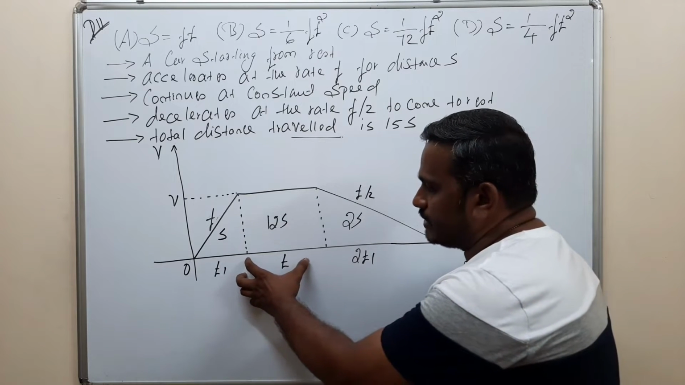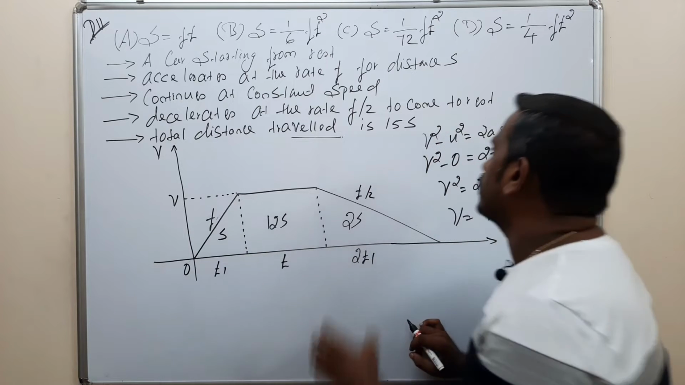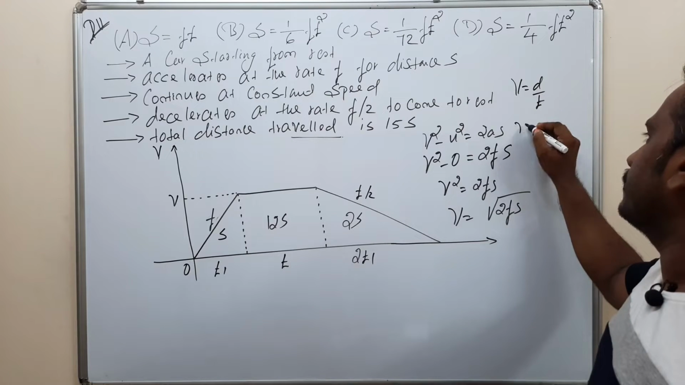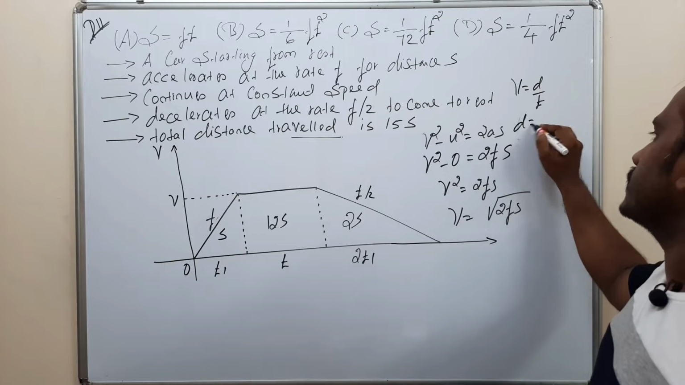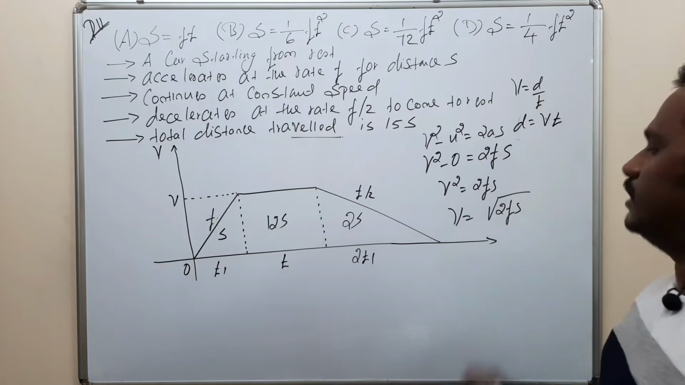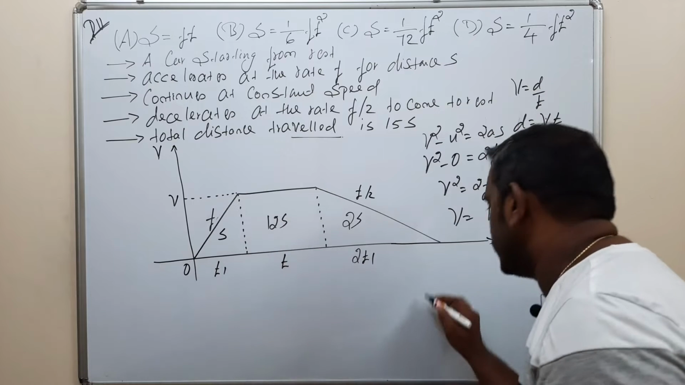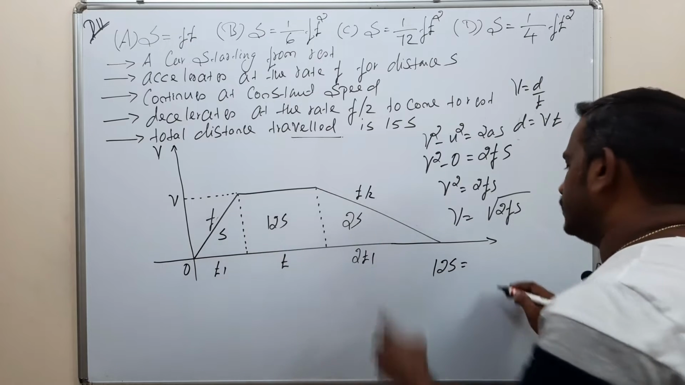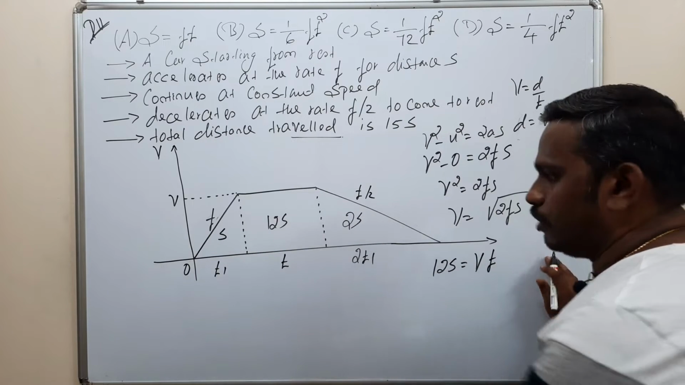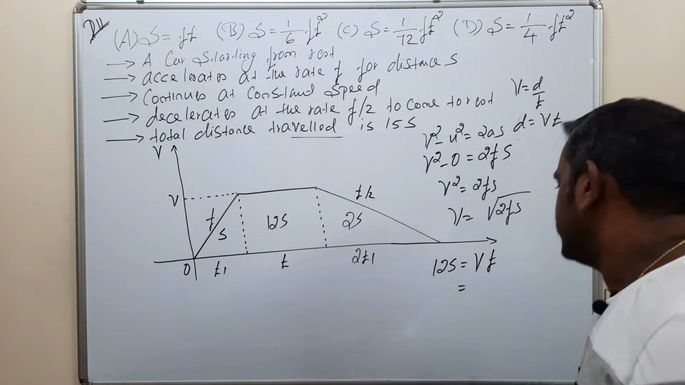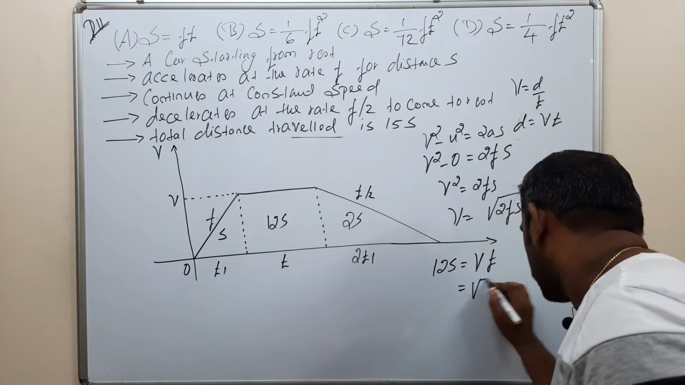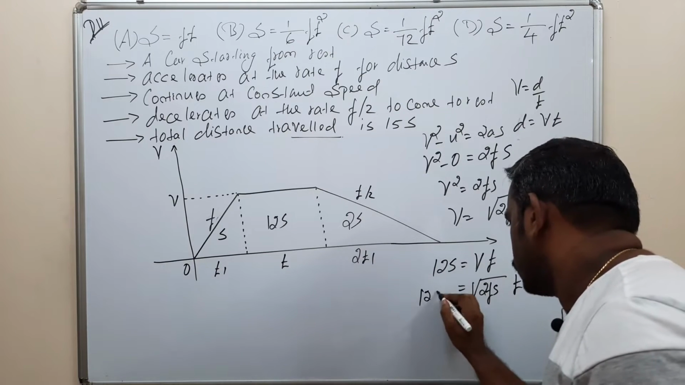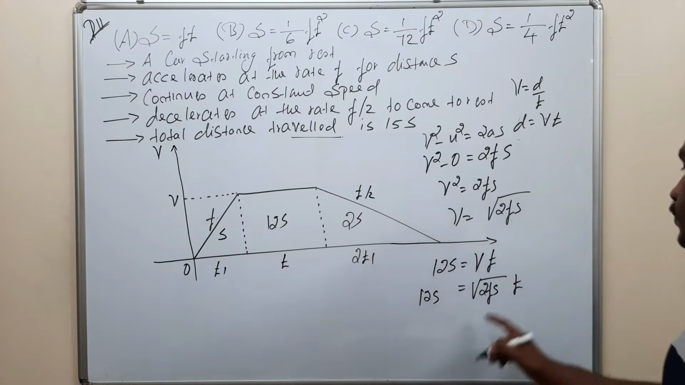Next I am considering the second part of the journey, where the car moves with a constant speed. So velocity is equal to displacement by time, so displacement is equal to velocity into time. What is the displacement that the car moves? That is 12s. What is the velocity? The car moves with the constant velocity v. How much time? That is t. Substituting v as root of 2fs, 12s is equal to root of 2fs into t.